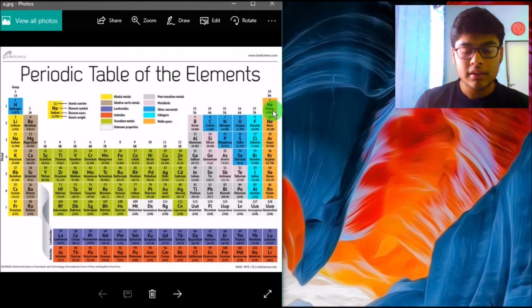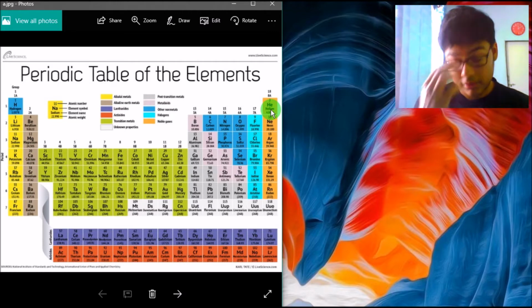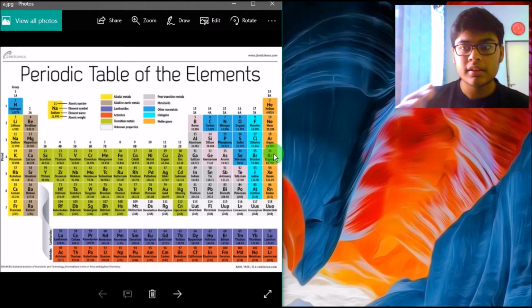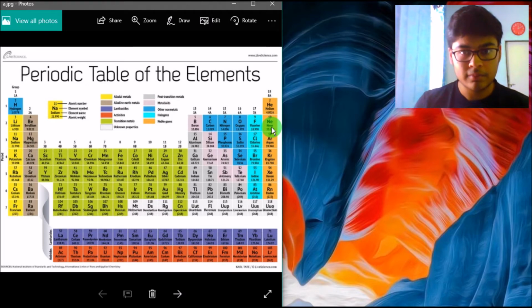For example, if you take helium, helium has the duplet. Helium has 2 electrons lying in its outermost shell, that's the first shell, the K shell. And if you look at the others, that's neon, argon, krypton, xenon and radon, they all have 8 electrons filled in their last valence shell. So the tendency of all elements is to have that kind of configuration of electrons in their outermost shell.